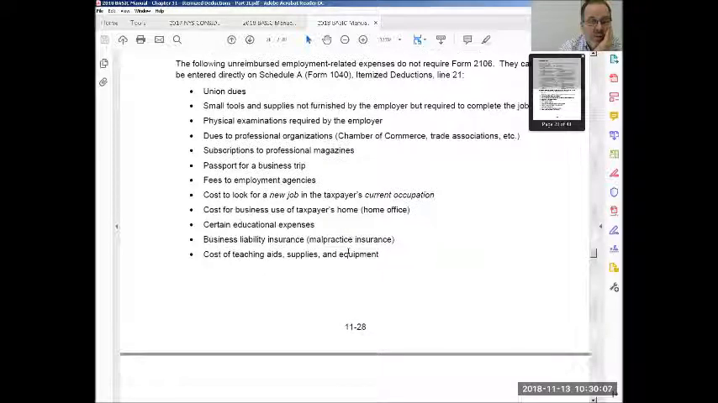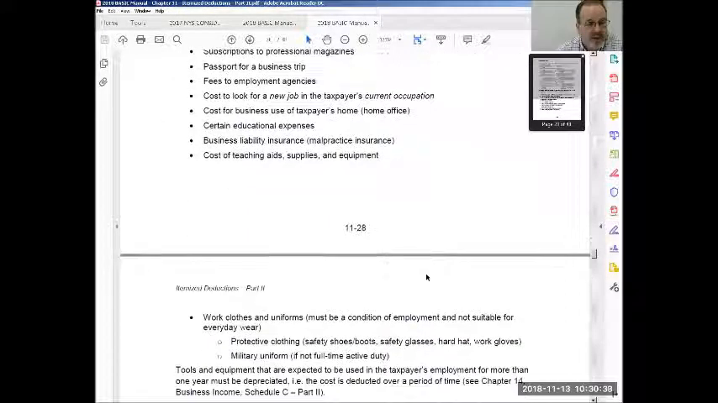Talks about things, the one that is on there, cost to look for a new job in the taxpayer's current occupation. So if I stop working for EG Tax and I choose to pursue another career in tax, while I'm looking for the job, I can deduct that as expenses, okay? All right. Home office, again, be careful. Don't get crazy with it. And again, nine times out of ten, it's a much better deal to take the $5 a square foot, all right? And that's for '17, '18, doesn't really matter, okay?